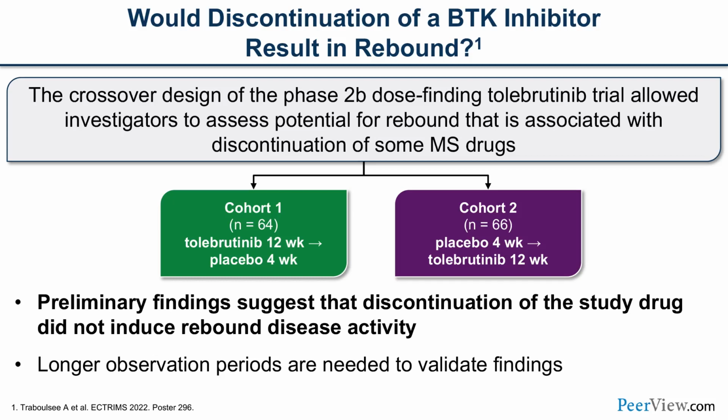However, this is some early evidence, again, in small numbers in the phase 2 clinical trial, but because of the unique design, it allowed for an evaluation of rebound disease activity. And during those 4 weeks for Tolebrutinib, it was not observed.